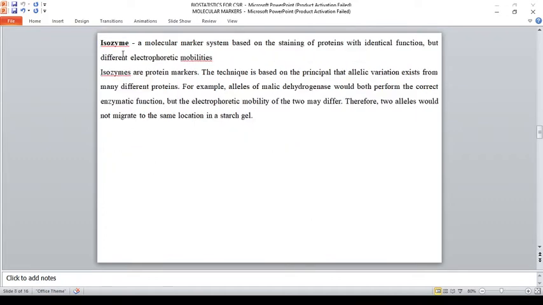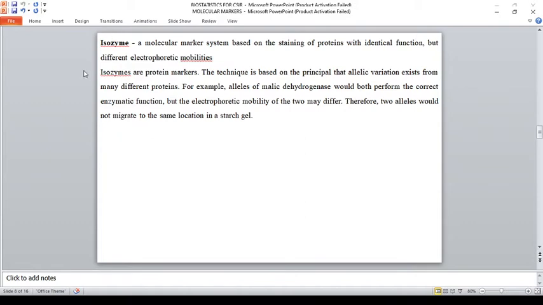Another molecular marker is the isoenzyme, which is used for detecting protein. Isoenzymes are protein markers, and this technique is based on allelic variation for different proteins. For example, consider the alleles for malic dehydrogenase: both alleles will perform the same enzymatic function, but when you run them on an electrophoretic gel, they may differ. Therefore, the two alleles would not migrate to the same location in a starch gel.